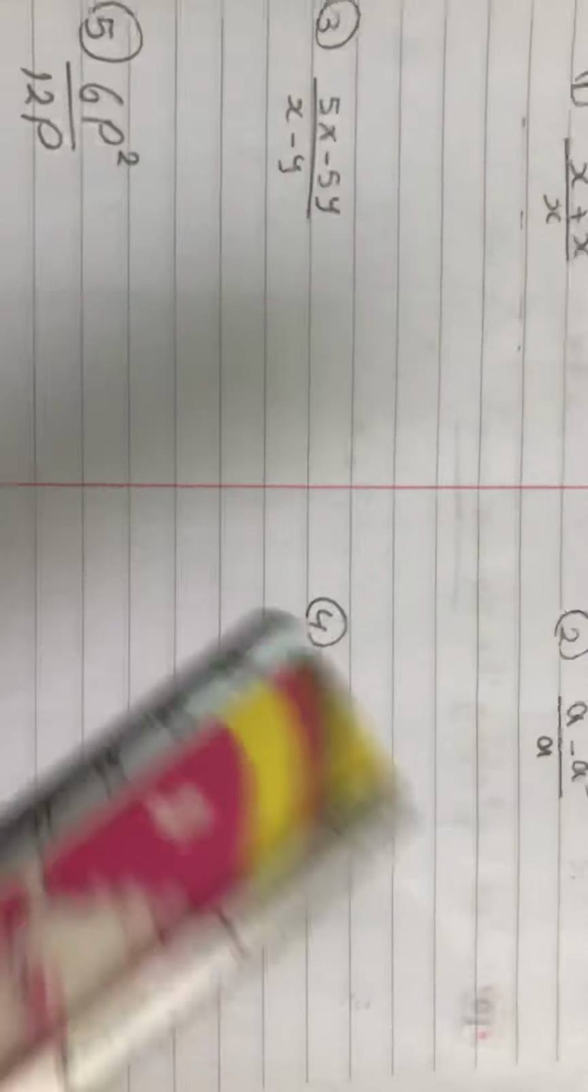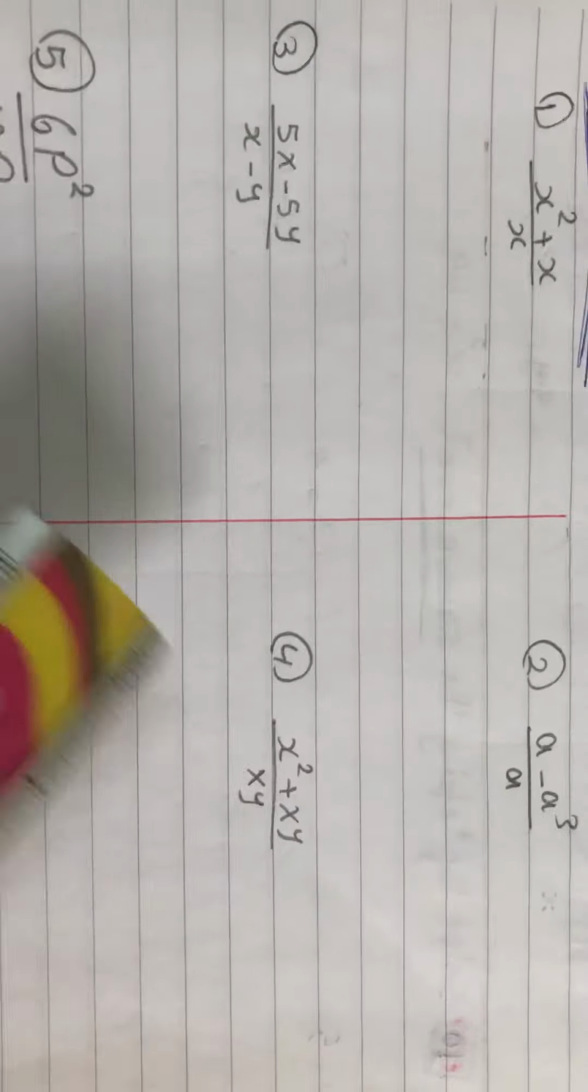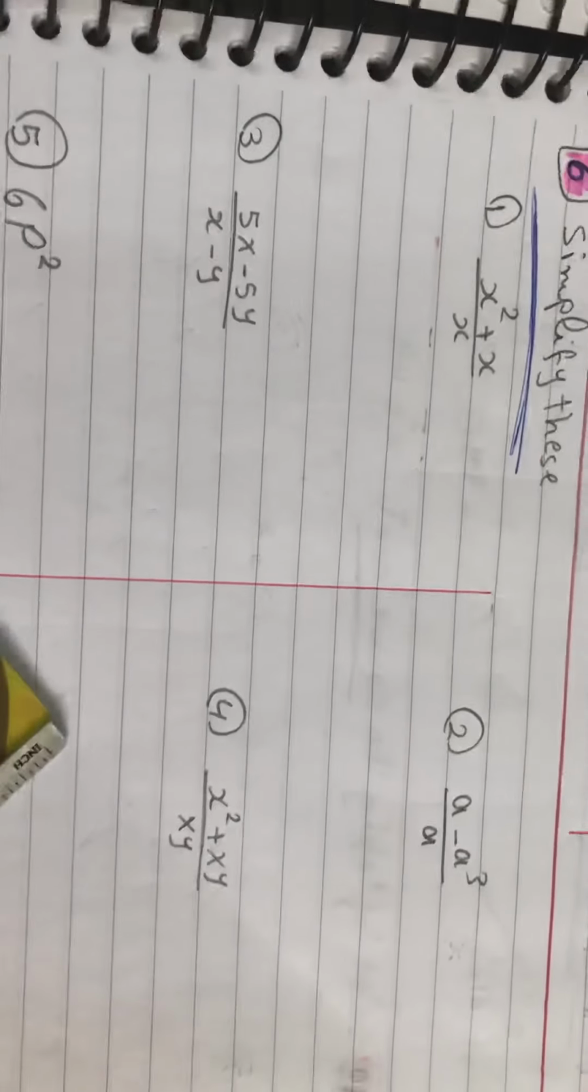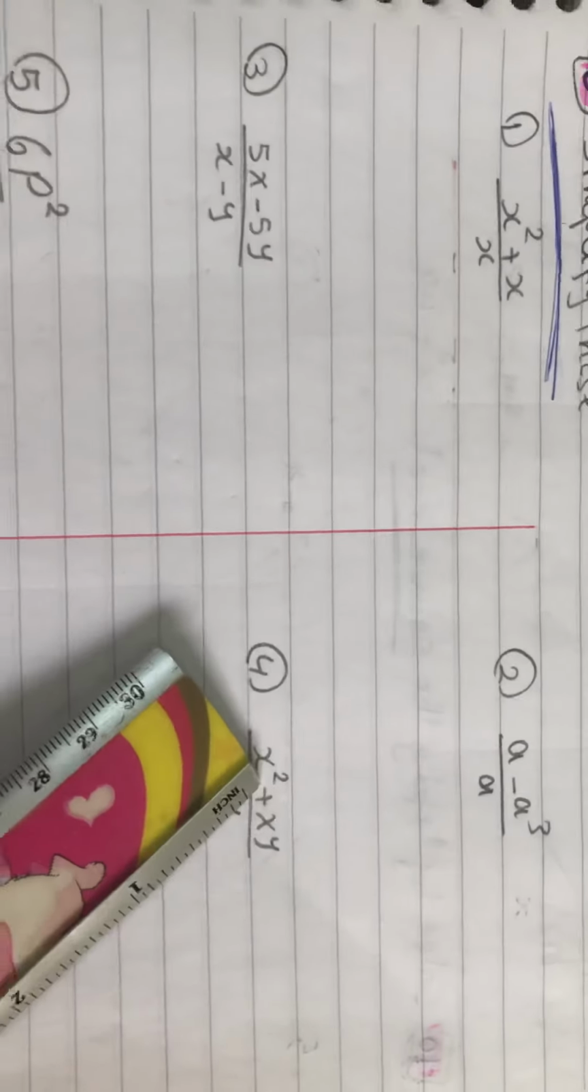In question number 4, we have x squared plus xy over xy. Attention, I said this point a lot. It is not allowed to cancel xy up with xy down. Wrong. Take care, because you have here addition.